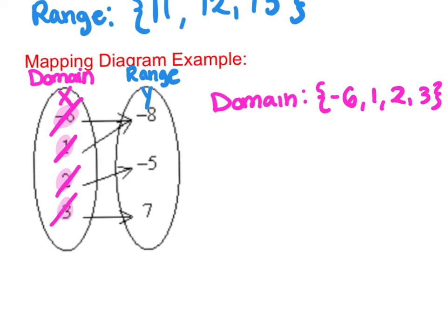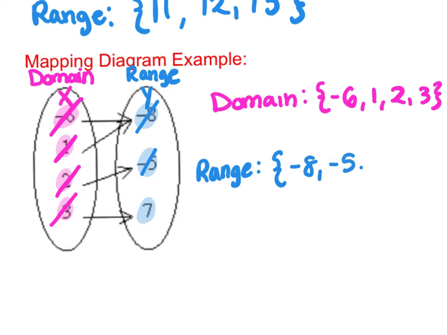For the range, I'm going to identify the y values, which are -8, -5, and 7. And I'm going to list them in order again. So I'll have my range of, if my smallest number is -8, -5, and 7.